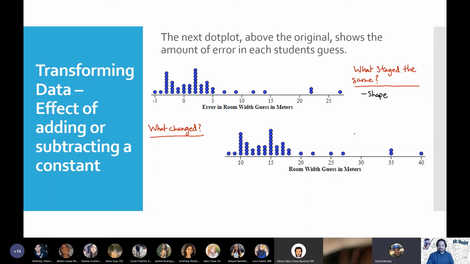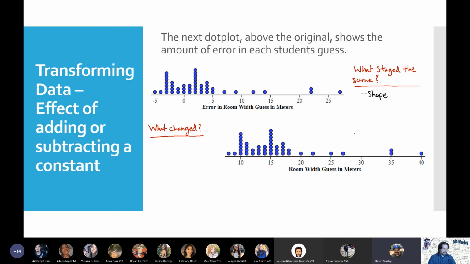This is easy. You said something stayed the same. What stayed the same? Okay, for the shape. Yeah. All right. So again, did the measures of center stay the same or did they change? And we're thinking of mean and median. Did those change or stay the same?